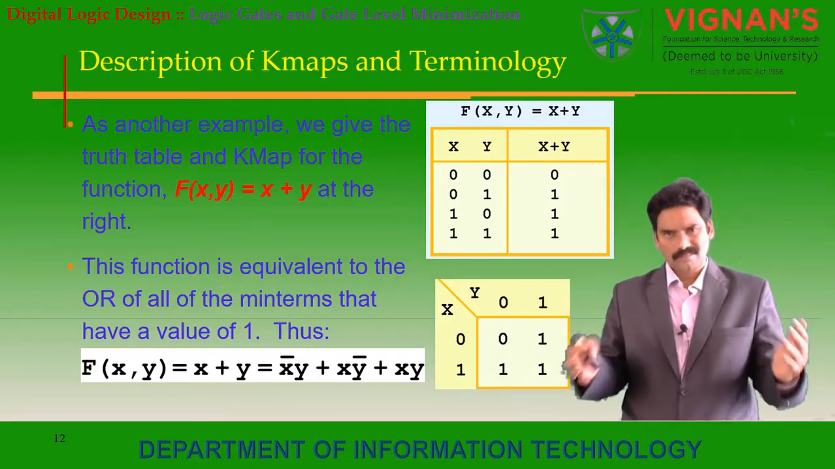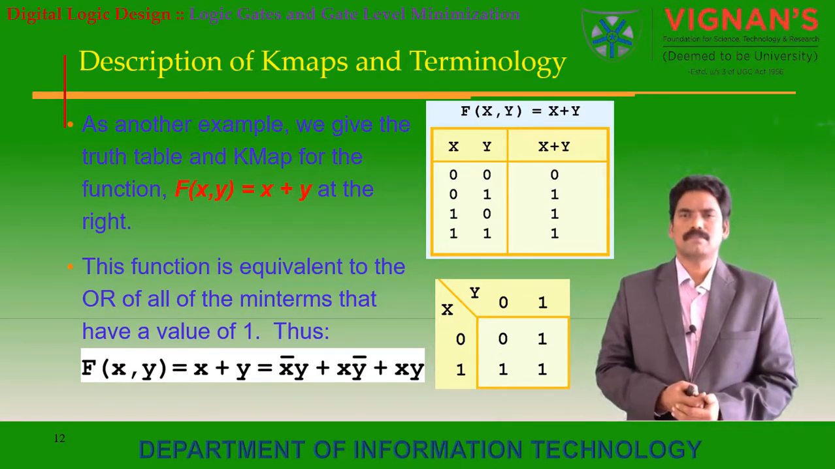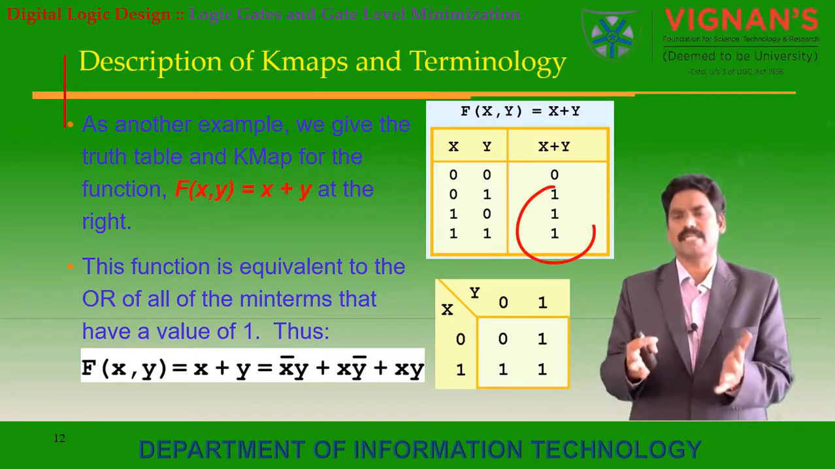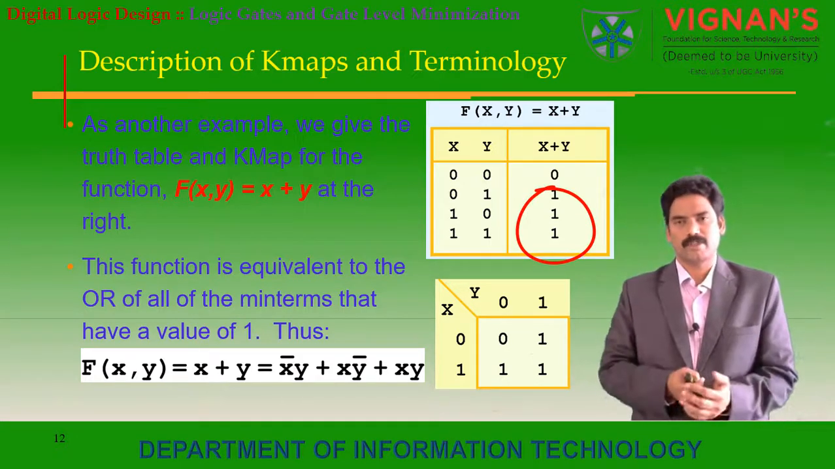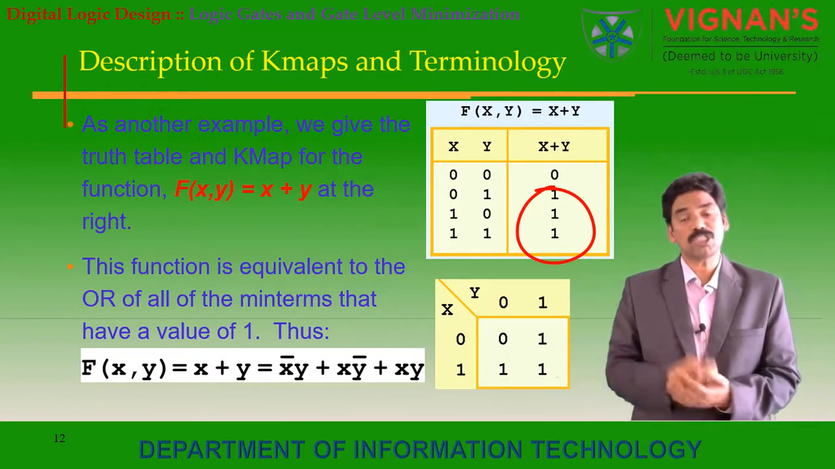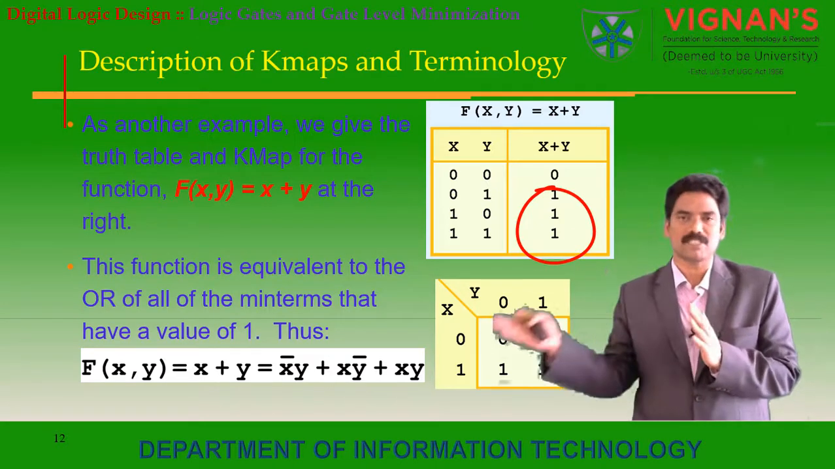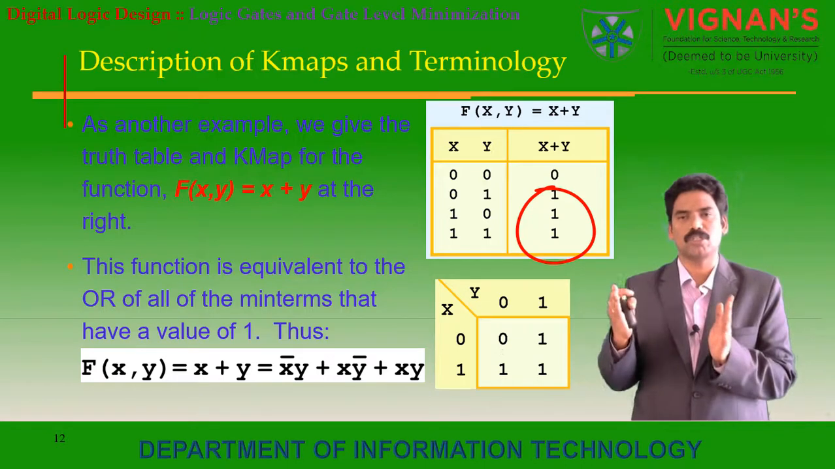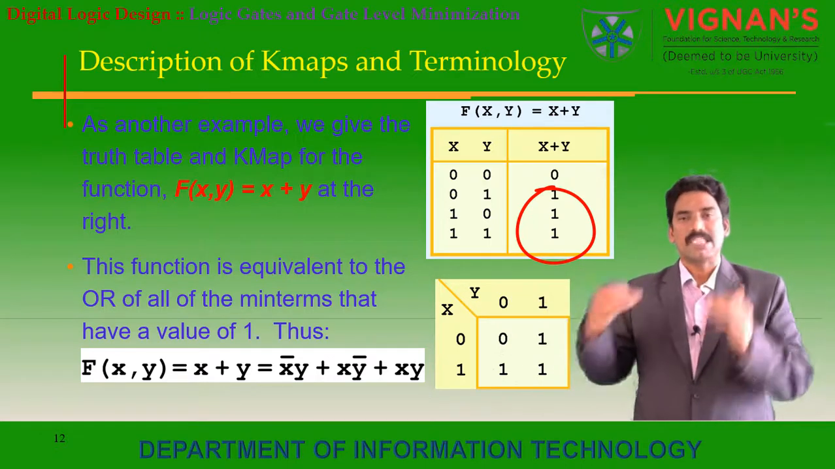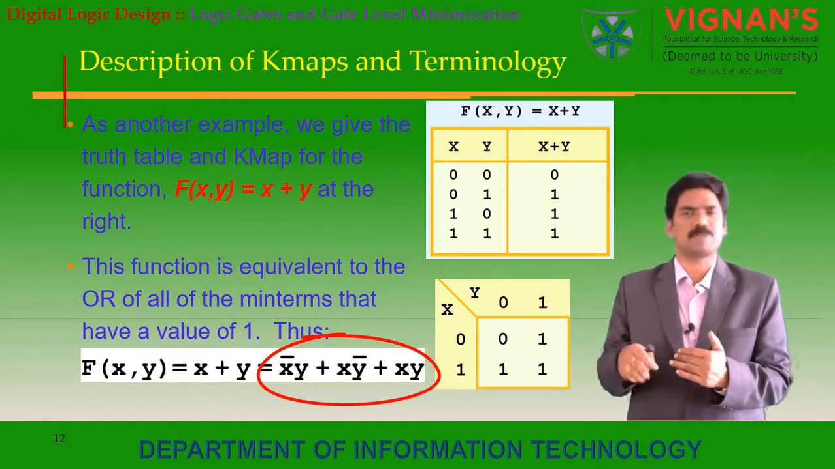Now, this is a two variable truth table. F of xy is equal to x plus y, simple OR gate only. What is the truth table for this? Two variables are there, x y and x plus y. 0, 0 gives 0; 0, 1 gives 1; 1, 0 gives 1; 1, 1 gives 1. What is the Boolean expression for this? The simplified expression is x plus y.